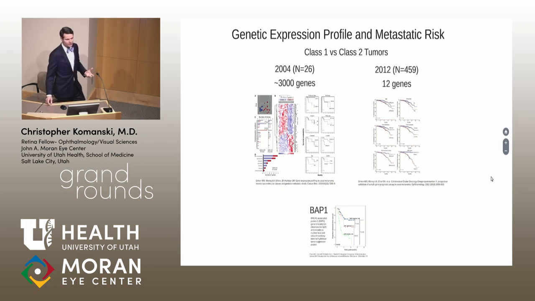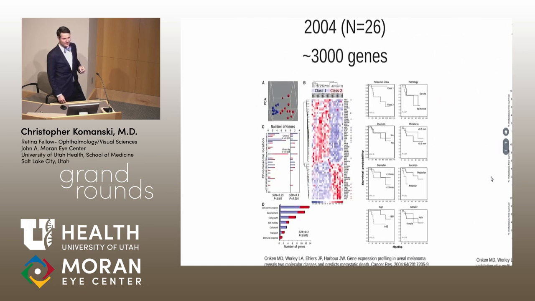And there's a similar story that's told when looking at gene expression profiles and metastatic risk. This is Dr. Harbour in South Florida. He had two major studies that looked at this concept of just breaking down tumors into either class 1 tumors, low-risk tumors for metastatic disease, and class 2 tumors, which would be high-risk for metastatic disease. And the initial study was only 26 patients, and they actually identified 3,000 genes that were linked to risk of metastasis. And it's a busy slide, but when you look in the molecular class, which is in the upper right, you can see that class 2 tumors, as determined by these 3,000 genes, had a much higher incidence of metastatic disease.